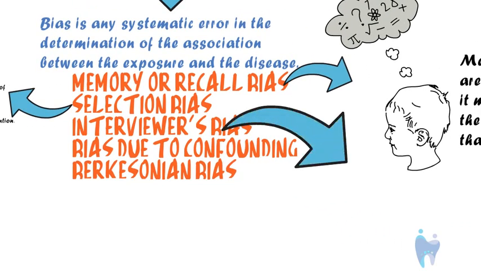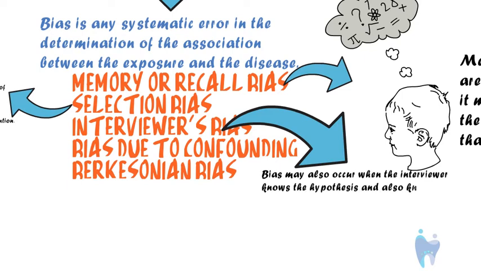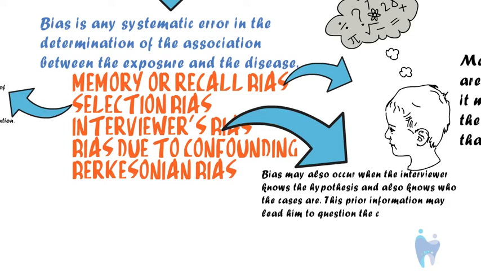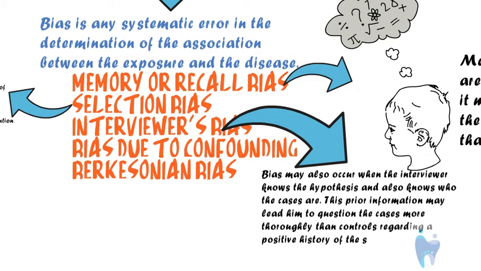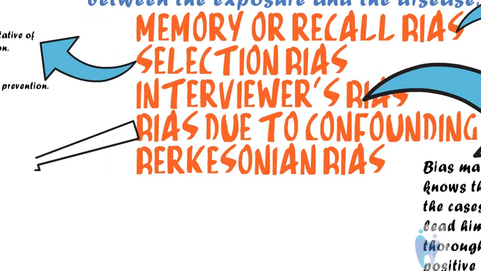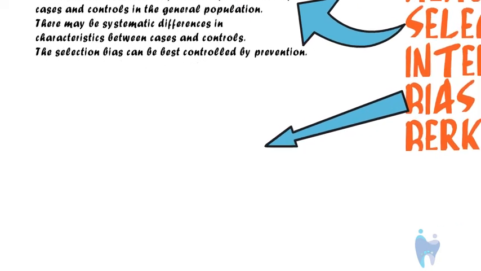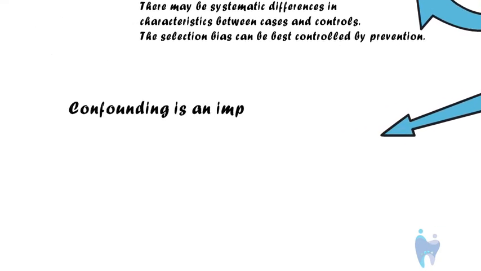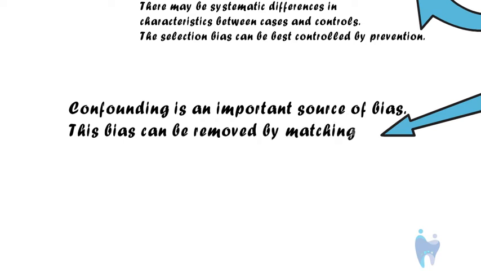Interviewer's bias. Bias may also occur when the interviewer knows the hypothesis and also knows who the cases are. This prior information may lead him to question the cases more thoroughly than controls regarding a positive history of the suspected causal factor. This type of bias can be eliminated by double-blinding. Bias due to confounding. Confounding is an important source of bias. This bias can be removed by matching in case-control studies.